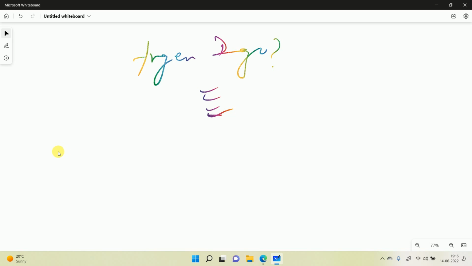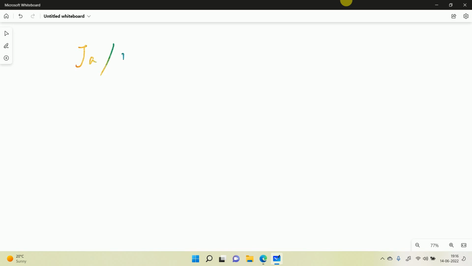Okay, dann gehen wir weiter mit der zweiten Form of sentence. Das ist Ja, Nein Satz. Ja, Nein Satz. Right? Do you live in Mumbai? So you expect an answer as yes or no. So here the verb is first.